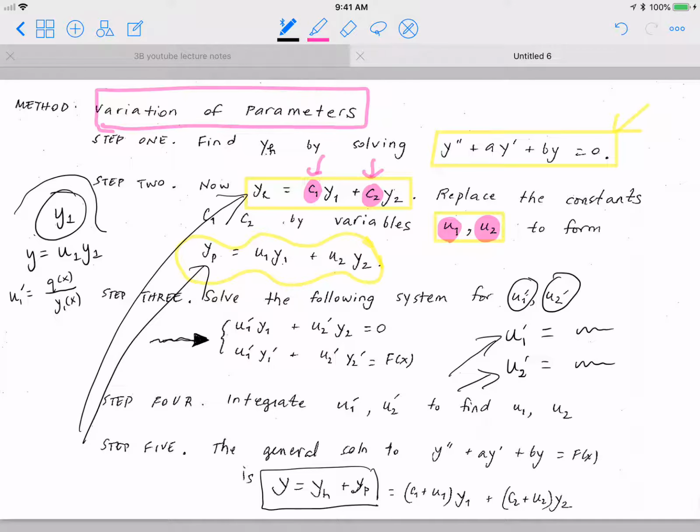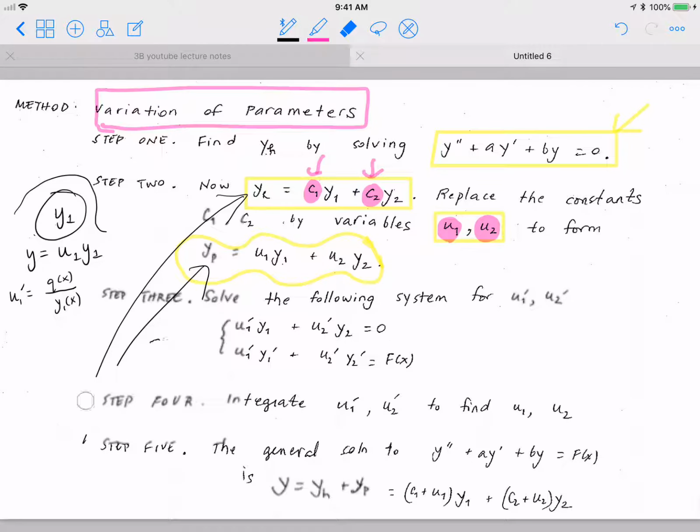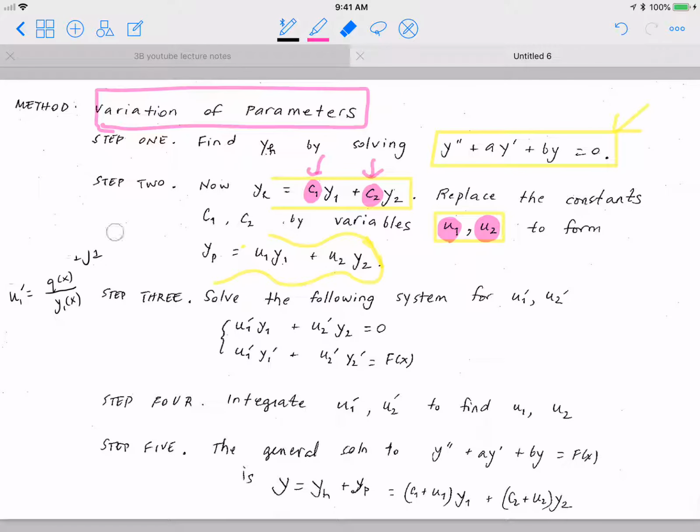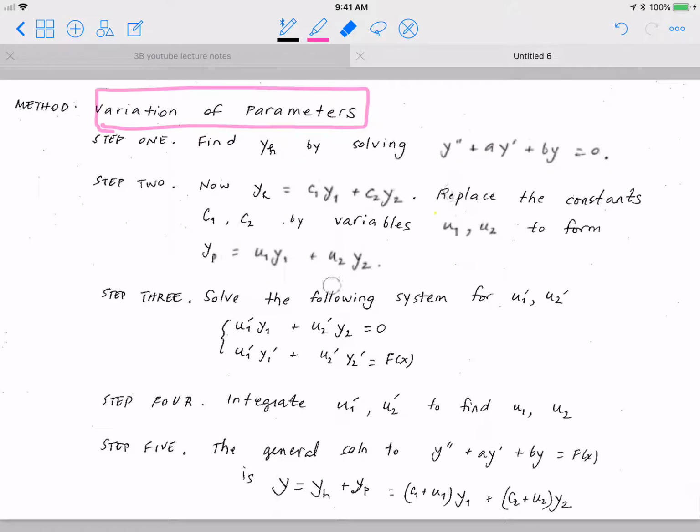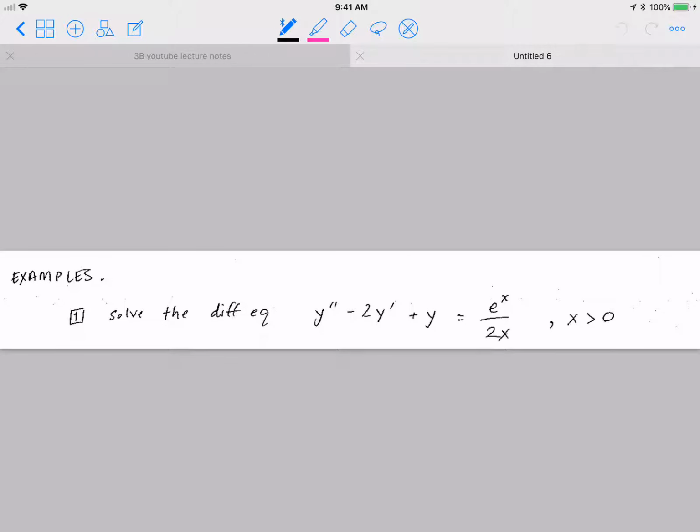Okay, so this is more complicated, and again, that's why we learned solving first order equations with the method of variation of parameters, so that now that you're seeing this method, you're not as freaked out, because some parts of it look very familiar. Okay, so let's go ahead and do some examples.